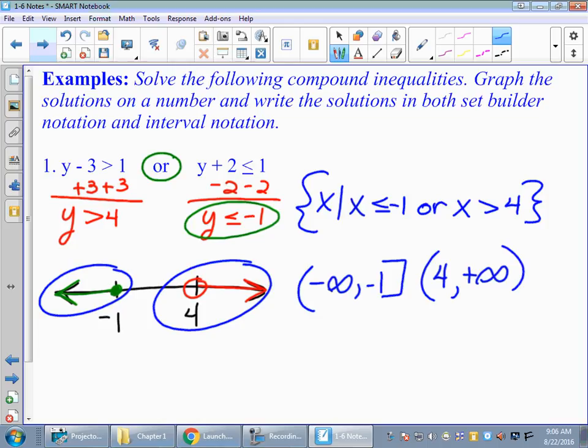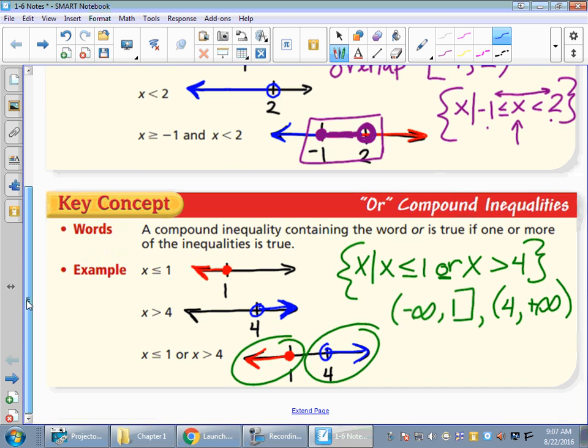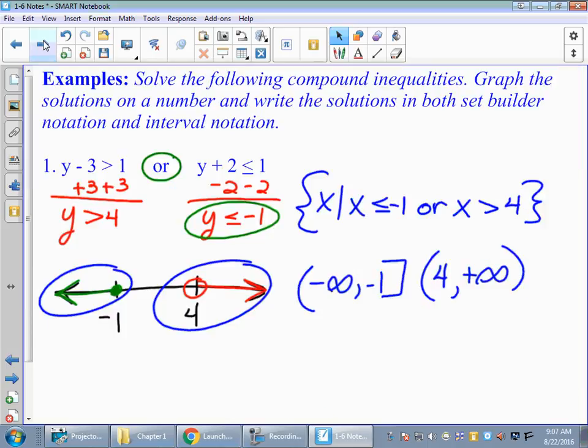And there you have it. I want to go back to the other slide really quick, and I just want to say, just like we said for and, it's the overlap. For or, it's everything. You do not exclude. You include everything, okay? Everything that's been shaded. So in this example, we included everything. The only numbers we did not include were the numbers between -1 and 4.